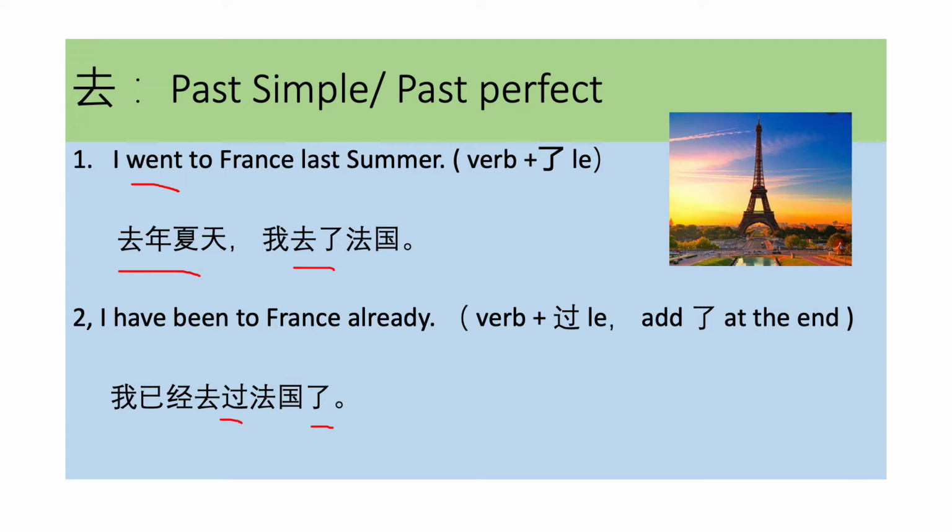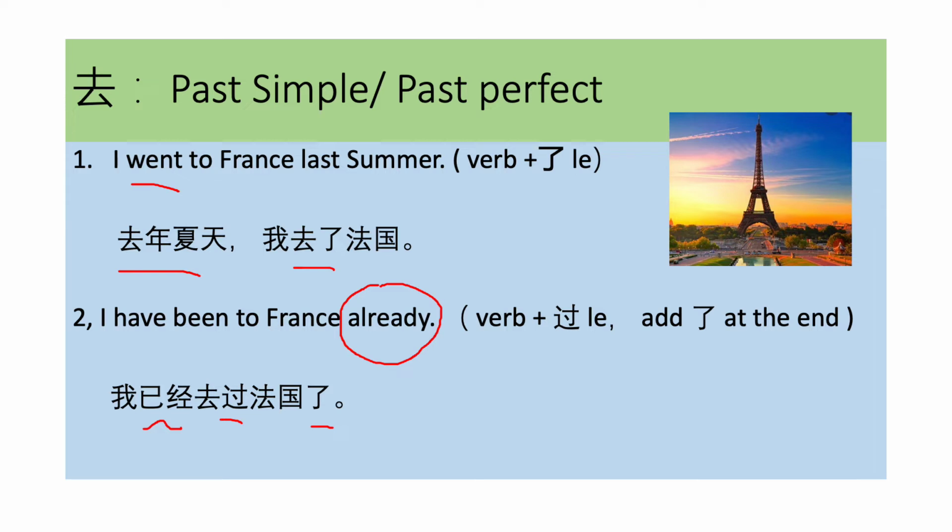Okay? So sometimes we see a word already that's an indication it's past perfect, and we call that an aid word to help you to construct a past perfect sentence. For instance, I have gone to France already. 我已经去过法国了. So what is the difference between past simple and past perfect?